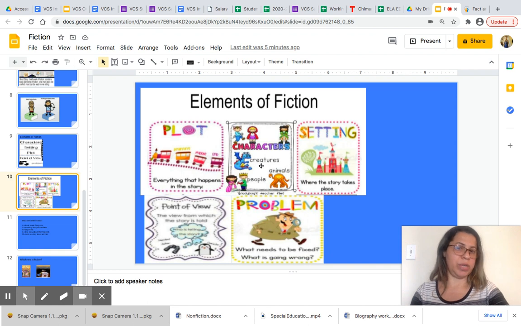Characters are creatures, animals, and people in the story. Setting is where the story takes place. Point of view is the view from which the story is told. Is it written in first person or in third person? And lastly, problem. What needs to be fixed? What's going wrong? There is a conflict, there is a problem to be solved in a story, in a fiction.